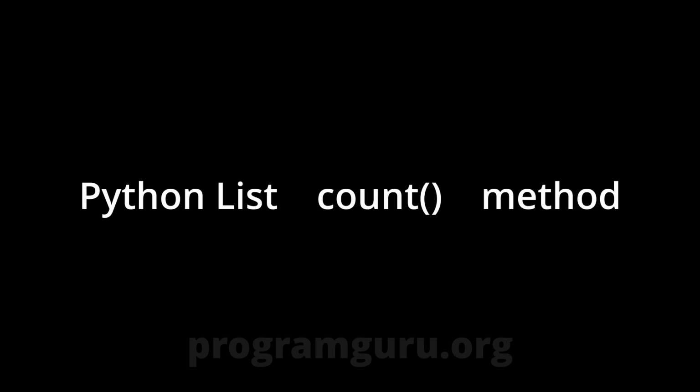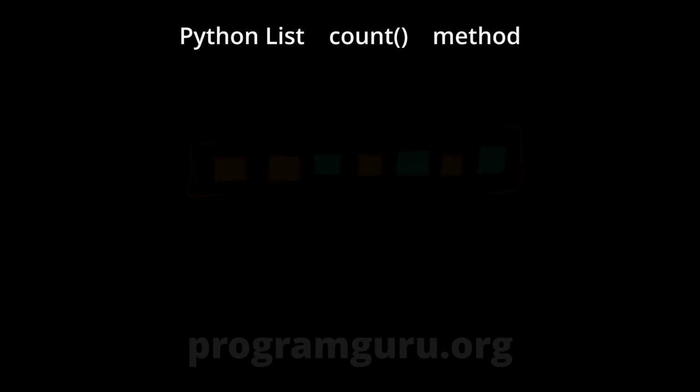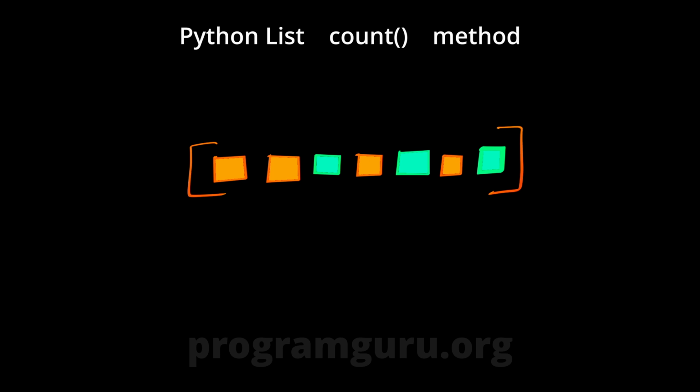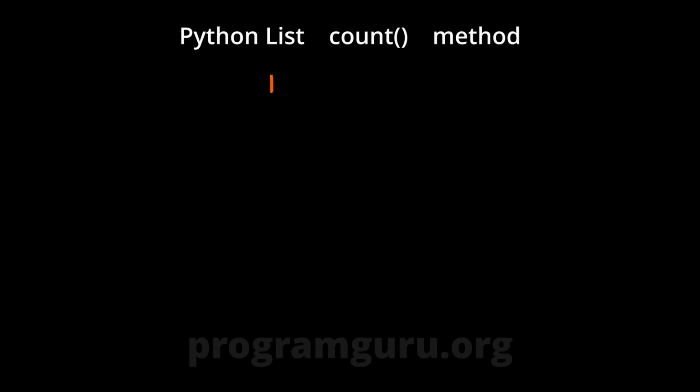Python list count method. In this video, we will learn about count method of list object, its syntax and examples. Count method counts the number of occurrences of a given item in the list and it returns that count value. The syntax of count method is count(x), where x is a search item in the list whose number of occurrences in the list has to be counted.